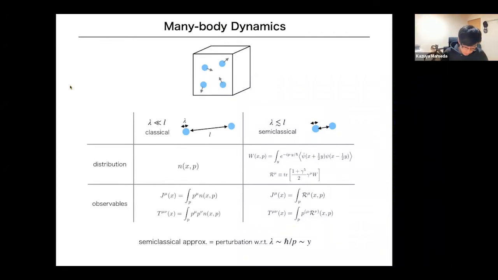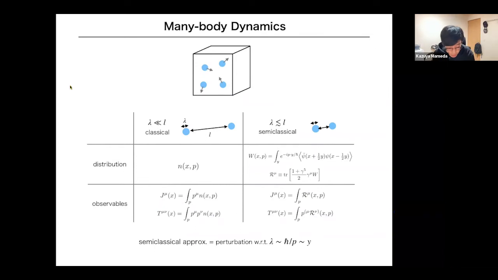So in that case, the particle distribution can be expressed by one function, the distribution function n here. And from this distribution function, we can evaluate some observables like the current or the energy-momentum tensor, in this form. So this is the first situation.